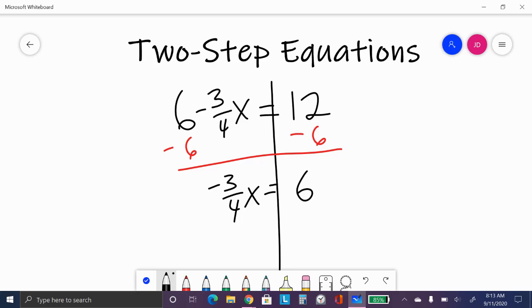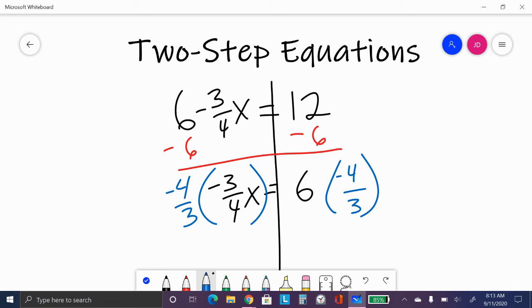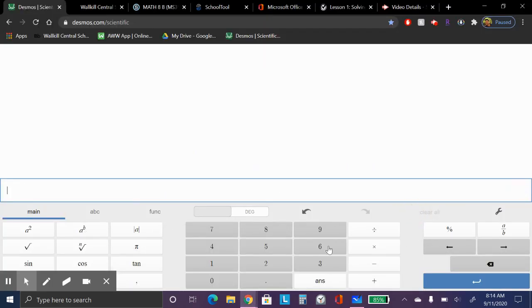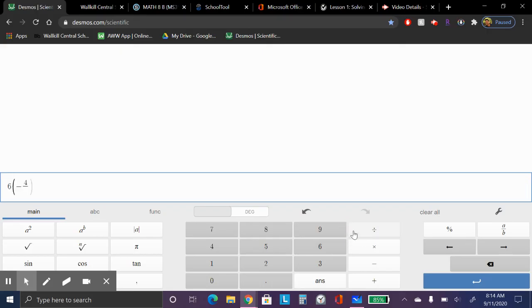To get rid of the fraction, we multiply both sides by the reciprocal, which is negative 4 over 3. Don't forget that negative. So we have x equals 6 times -4, which is -24, divided by 3, which is -8. But again, I'll show you in the calculator. Clear, 6, -4, divided by 3. Again, it's -8.